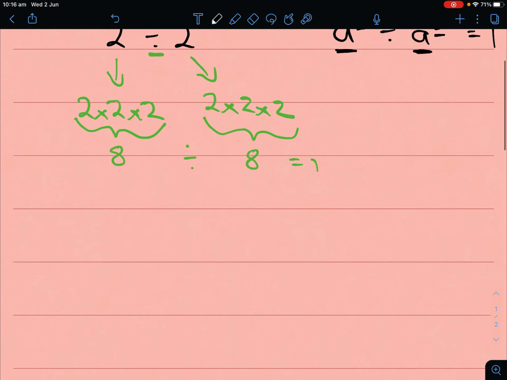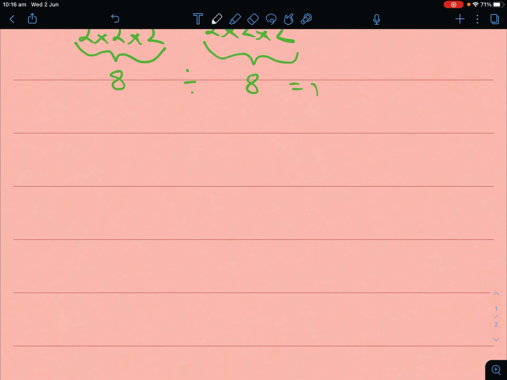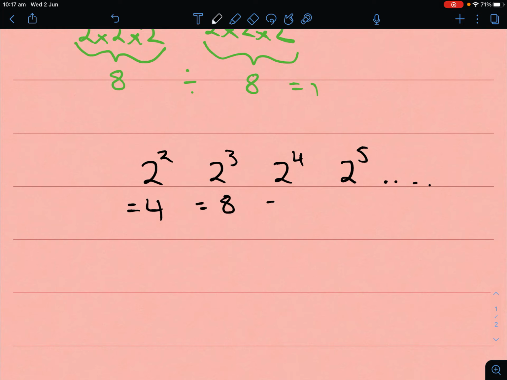And we can just do one more example to sort of show that. If we think about the base number 2, and we start with 2 squared and 2 to the 3 and 2 to the 4 and 2 to the 5 and so on, we could keep on going forever. If we wrote down what these equal, 2 squared means 2 times 2, so that's 4. 2 cubed is 2 times 2 times 2, so that's 8. And then this would be 16, and this would be 32.